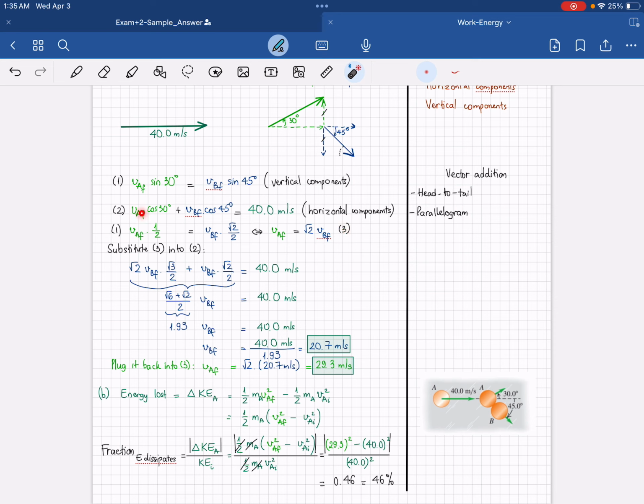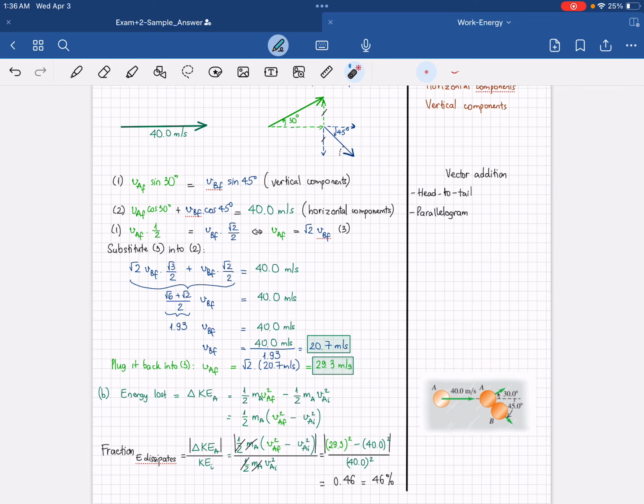So this is the one here, which becomes square root of 2 VBF, and then now we can just solve for VBF. This value is just about 1.93, and then we got this one divided by this one, then this is the 20.7 meters per second. That's the length of these vectors here, and then we just need to plug it back into number 3 here. Then we can find the length of this one, VAF, which is 29.3 meters per second. So now we're done with the first question.